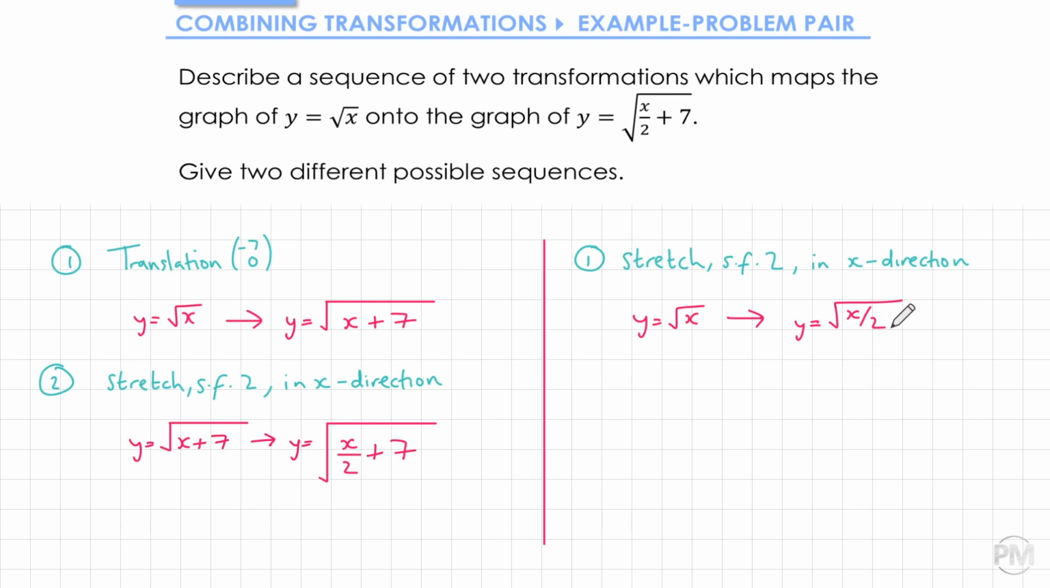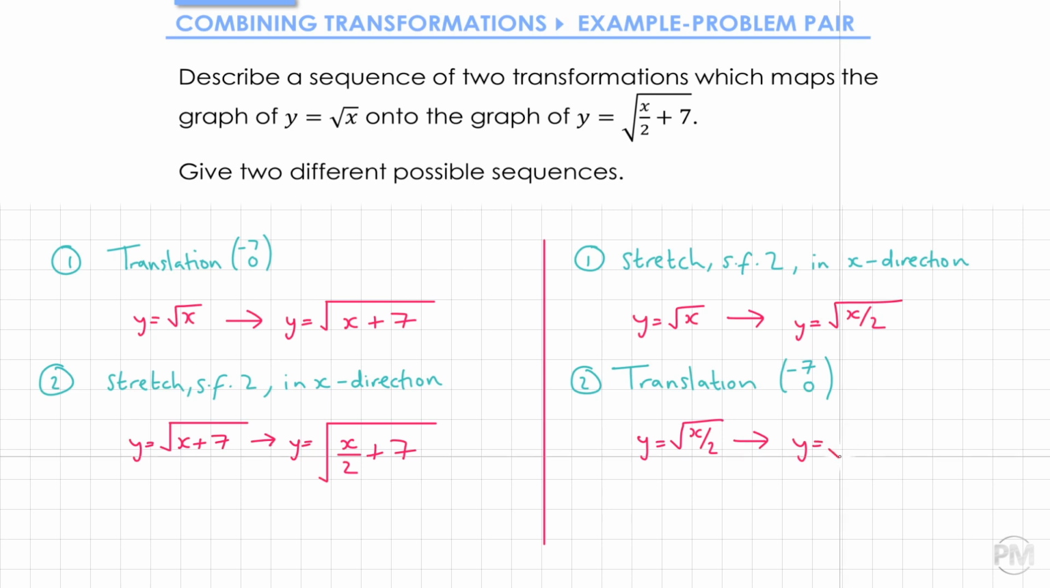Next, we'll apply the translation. If you've not got much experience with these questions, you'll see the plus 7 and think translate 7 in the negative x direction. We'll do that first of all to show you what the result would be. That would get us from y equals root x over 2 to y equals root of (x plus 7) over 2.